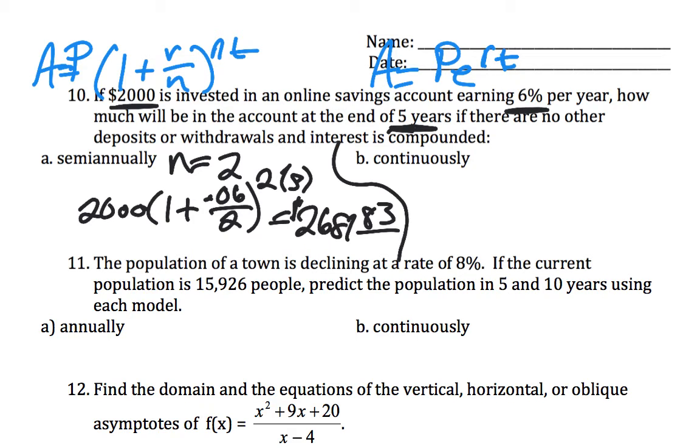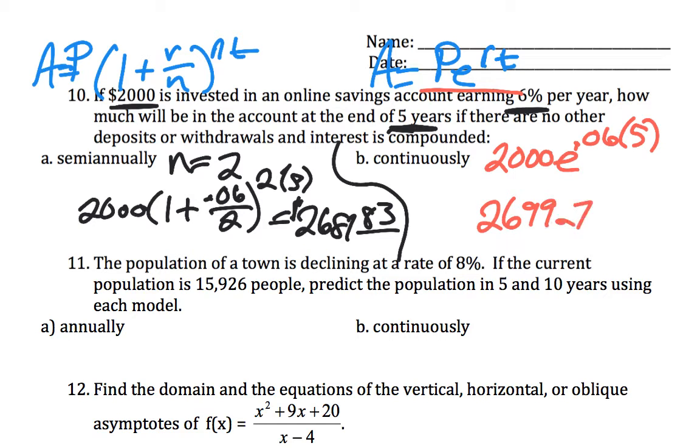Now, if it's continuous, it means we have to change equations, and we're using the P e to the rt. Principal still 2,000. e, your rate 0.06, and your time is 5 years. Put that in your calculator, 2,699.72.